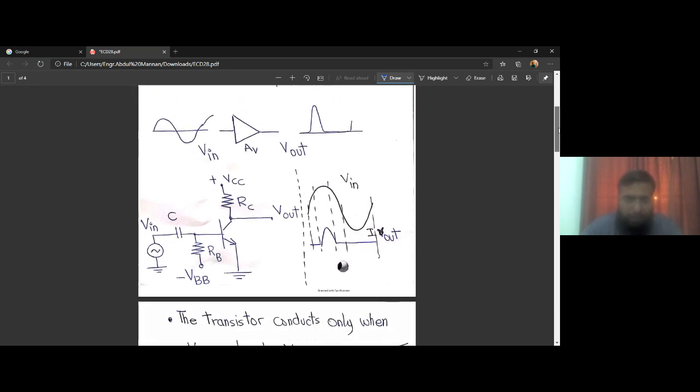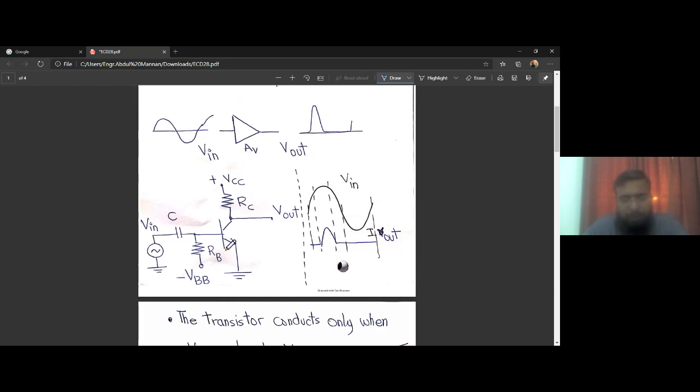So how can we implement a Class C amplifier using a transistor? We can do that by setting the base terminal at a voltage that is very small compared to the ground, minus VBB. What this minus VBB is doing is taking the base voltage to a value much smaller than 0 volts. So if the emitter is 0, the base is at a negative voltage. What does this mean, and why do we have this minus VBB?